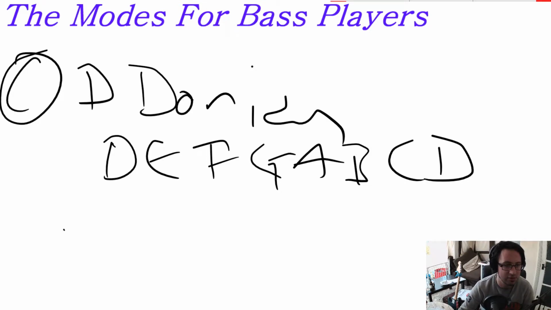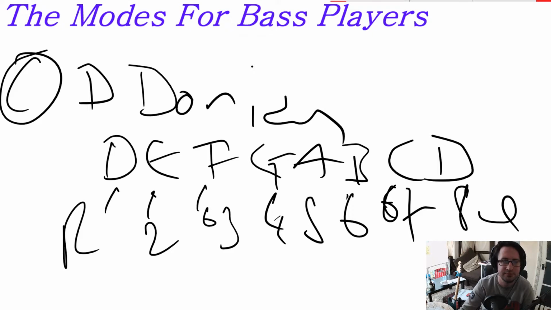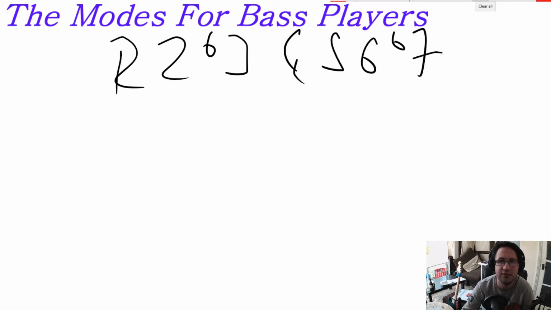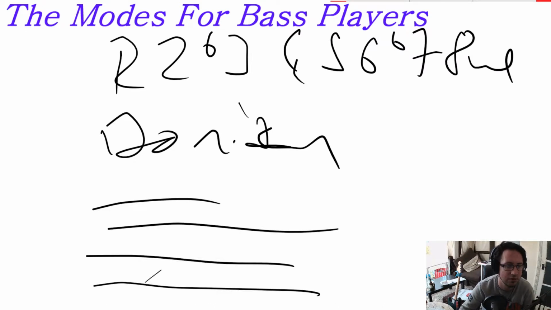So the formula to create this is root, second, minor third, fourth, fifth, sixth, minor seventh, octave. Let's write that out more clearly, because this is the main thing to remember. Root, second, flat third, fourth, fifth, sixth, flat seventh, octave. And that is Dorian.